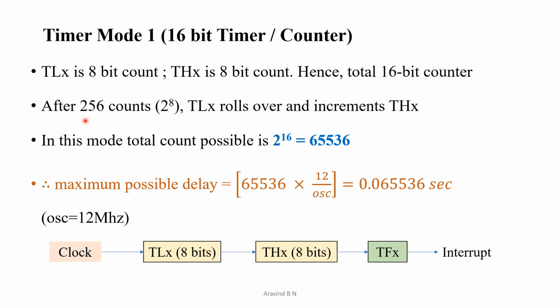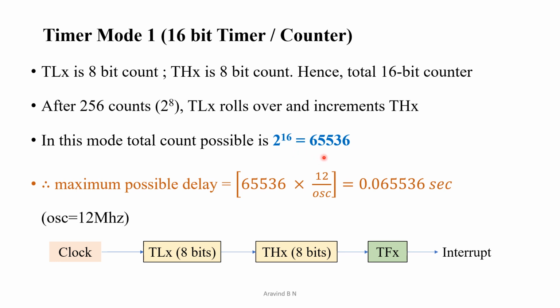So after every 256 counts of TL, that is 2 to the power of 8, TL is 8-bit, therefore it is 2 to the power of 8, which is nothing but 256 counts. So TL is going to roll over, which increments the TH by 1. So if we consider the combination of both TL and TH, then it is equal to 16 bits. So total count possible from this timer mode 1 is 2 to the power of 16.